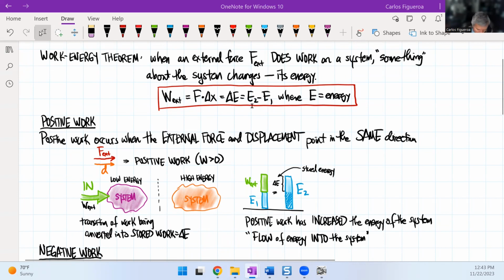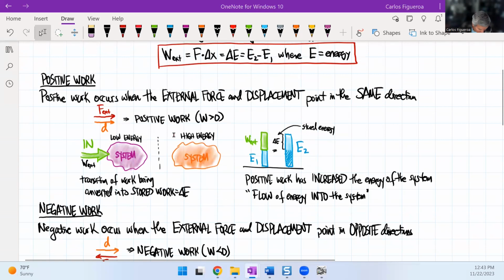A conceptual way of looking at this is that the energy, which we've been calling stored work, flows into the system. It flows into a low energy system and excites the total energy of the system. It brings it to a higher energy state. So work is this transitional thing. It takes energy from a low to a high energy state.